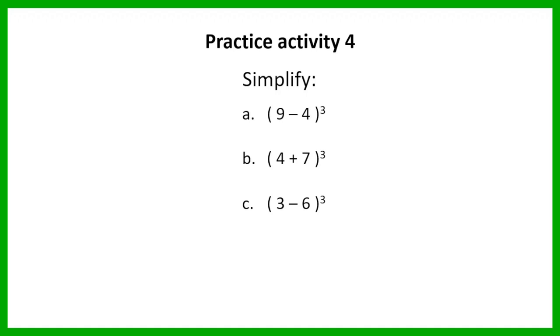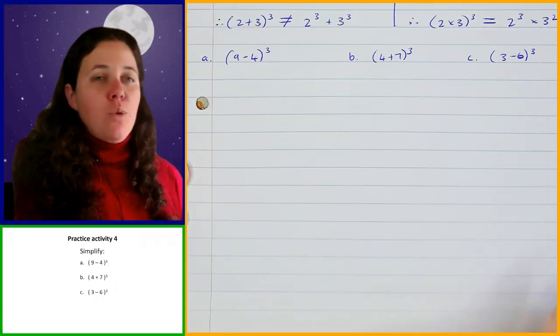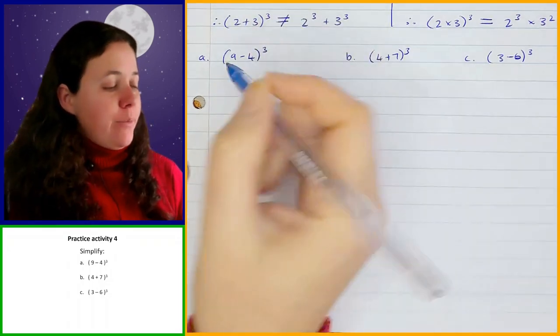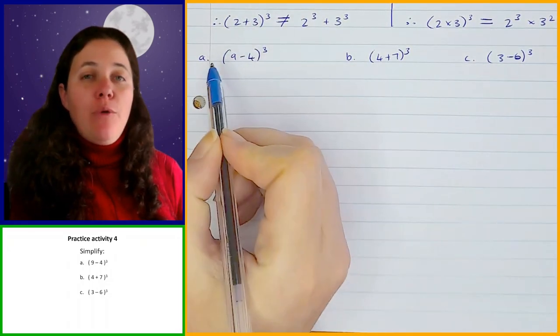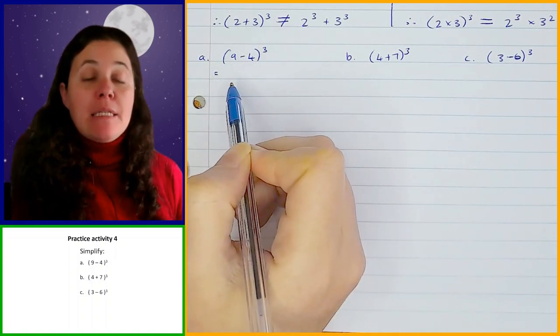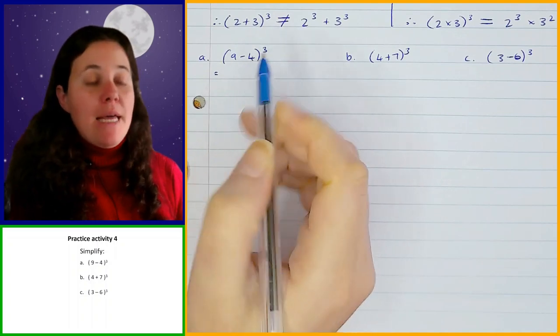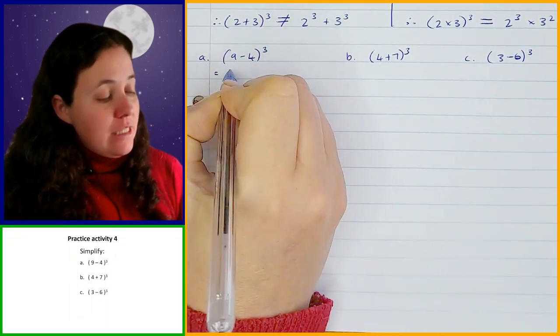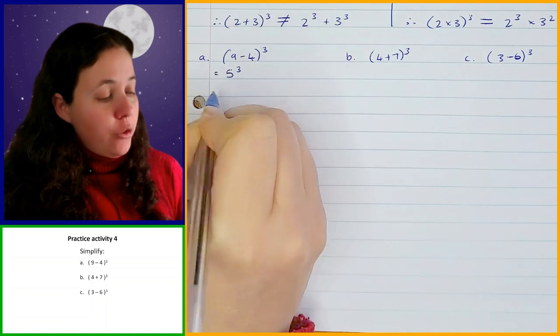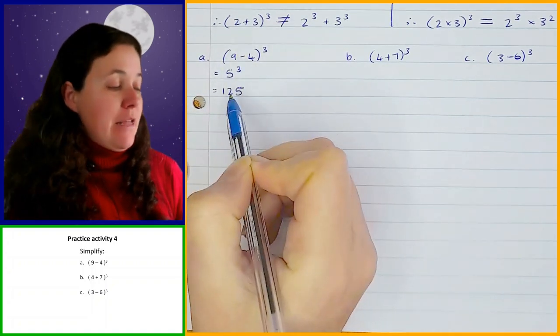Okay, you should be done with those, so let's go through those examples. So the first one was 9 minus 4, cubed. So the first thing we have to do, whenever we have addition or subtraction inside the brackets where we are cubing what is inside this bracket, we have to first simplify what is inside the bracket. So 9 minus 4, that gives me 5. So this is actually the same as 5 cubed, which gives me 125. Okay, so we had to simplify that first.